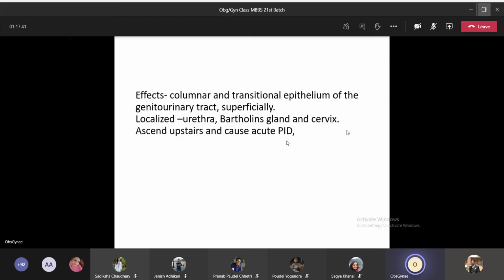And it ascends and causes acute PID. It ascends and infects the fallopian tube and the area around the fallopian tube, and then it causes pelvic inflammatory disease. And there is a high chance of association of chlamydial infection with gonococcal infection, in 20 to 40%.